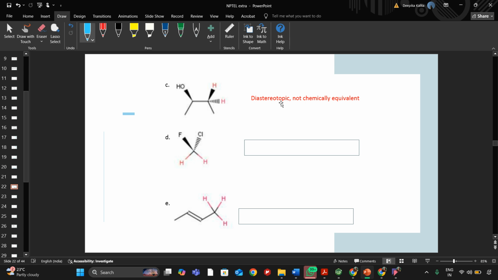For this one, these two will be diastereotopic. They are not chemically equivalent because one of these is closer to the hydroxyl group, whereas the other one is away from the hydroxyl group. Hence, the chemical environment of these two protons are not identical.